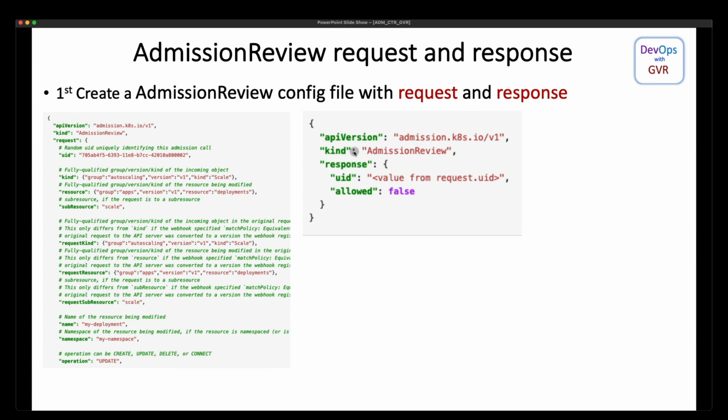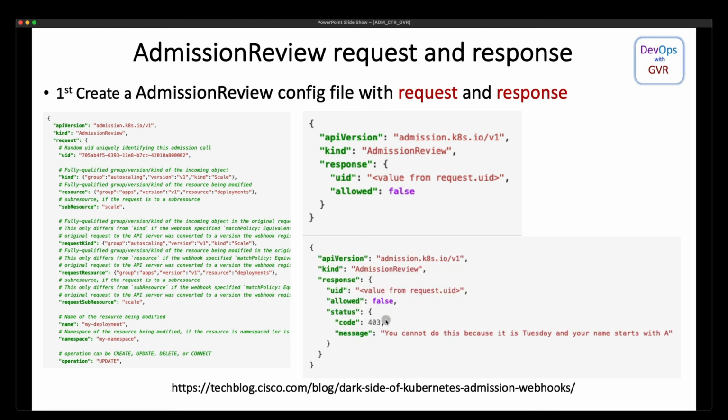In the API version and kind, response, here I am saying allowed equal to false. Allowed equal to false means there is a validation. If you look at another example, I want to respond with a 403: you cannot do this because it's a Tuesday and your name starts with A. Some logic is applied to throw the 403, and you can ask where I can accommodate this. This has to be accommodated in your code.